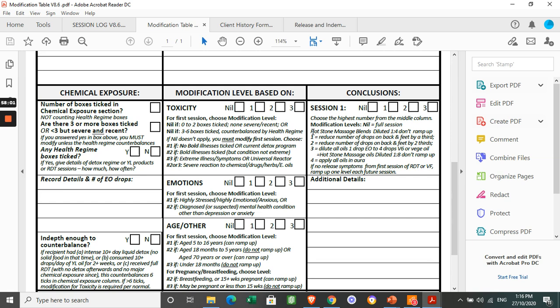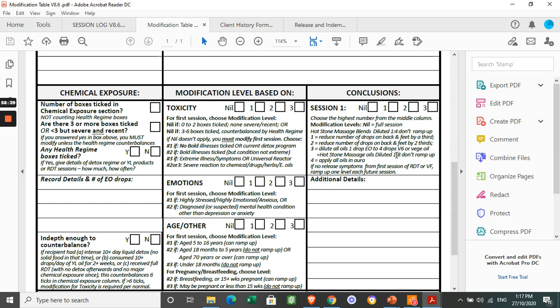Okay, now if a person works out to be a level 3, we're going to dilute all oils 1 drop essential oil to 4 drops either V6 or veggie oil in the situation of Raindrop or Vitaflex technique. But with hot stone massage, if a person comes out at a level 3, we're actually going to dilute the oils 1 part massage proprietary blend to 8 parts carrier oil or base oil. And we're not going to ramp up from that.